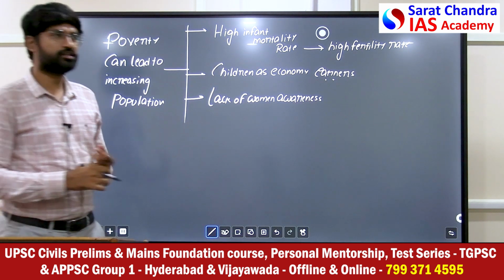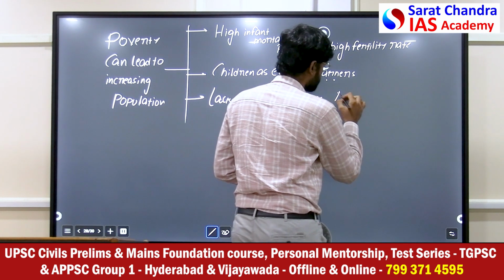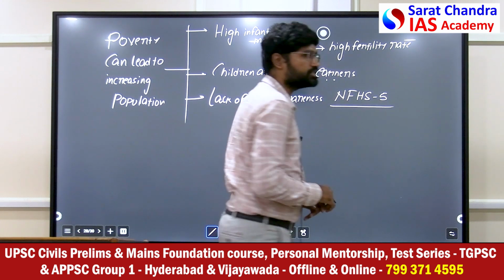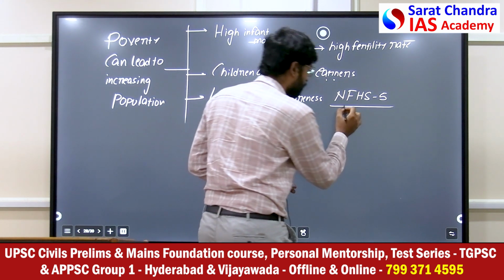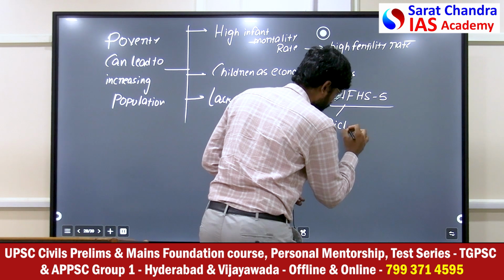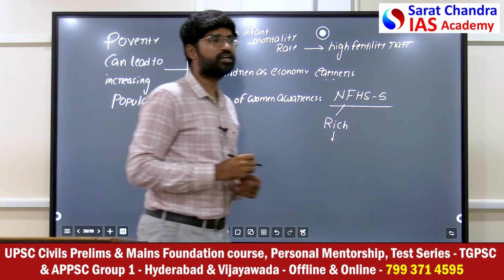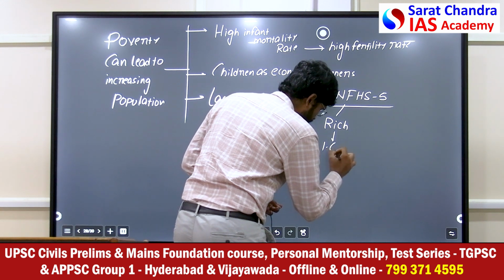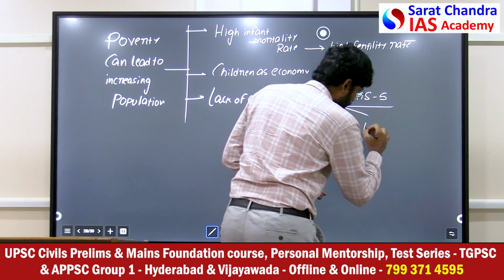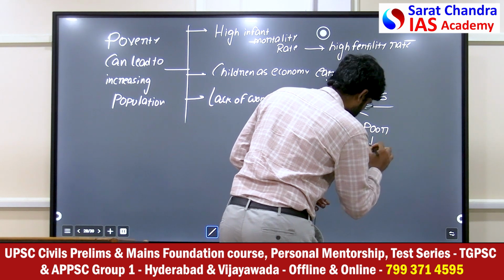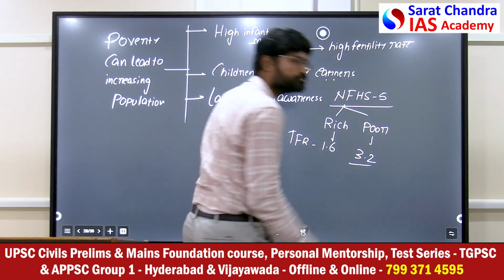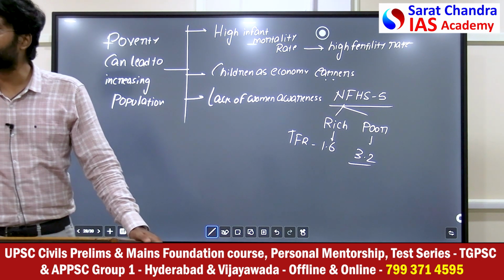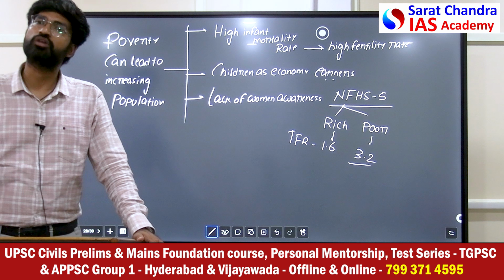See, especially there is a report by the National Family Health Survey, NFHS-5. This says that among the rich women, the total fertility rate, the TFR, is only 1.6. Among the poor women, it is 3.2. It is double. That means because of lack of awareness, more fertility can be seen in poor rural women.